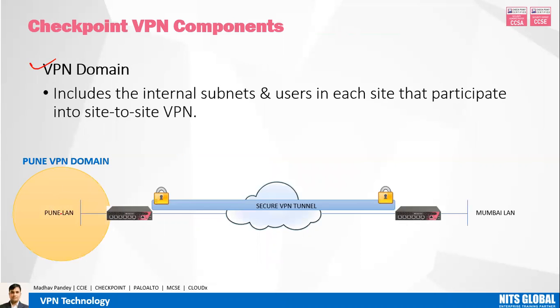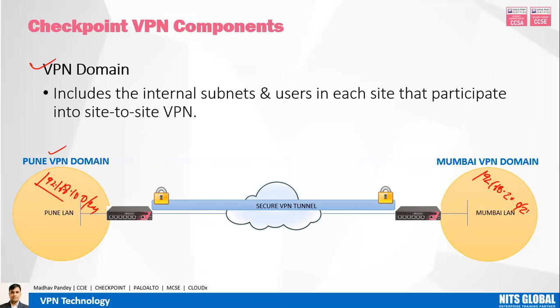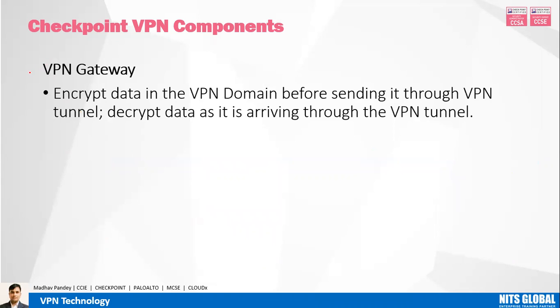So this is my Pune subnet and this is my Mumbai VPN. So this is my Pune VPN domain, which is, let's say, 192.168.10.0. So this subnet is nothing but the VPN domain of Pune. Here I have, let's say, 192.168.20.0. This subnet is nothing but the Mumbai VPN domain. So I define which network will go through this VPN tunnel. Now next one is the VPN gateway.